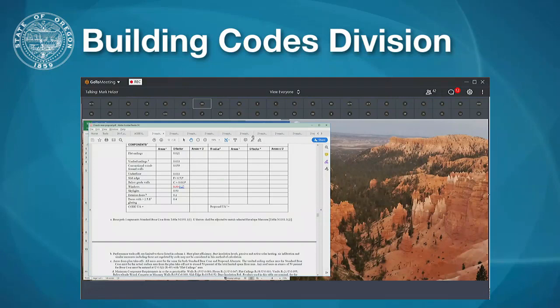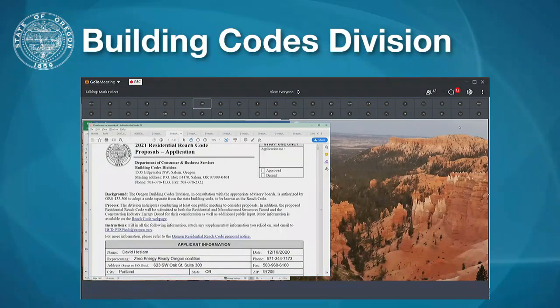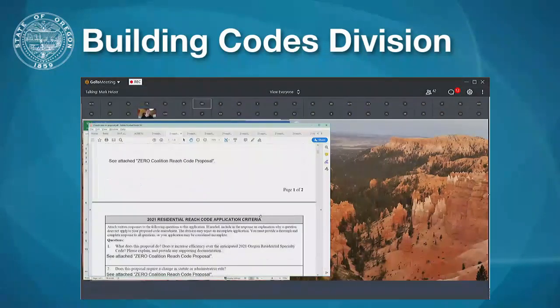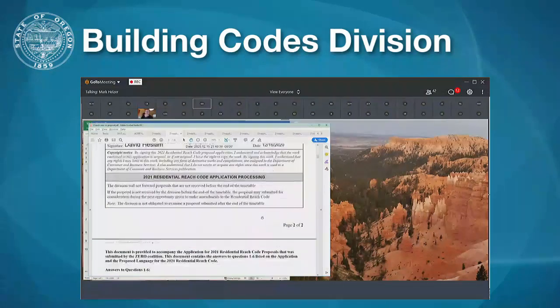All right. And I do have a note from our administrator, just wanting to clarify to everyone that we are intending to take the residential REACH code to both the CEV and the residential board. It outlines that, yes, statute does require that we consult with the relevant boards when we take REACH code forward. But at this point, I'd like to ask Mr. Heslom to come on board and maybe give an overview of the Zero Coalition's proposal as well.